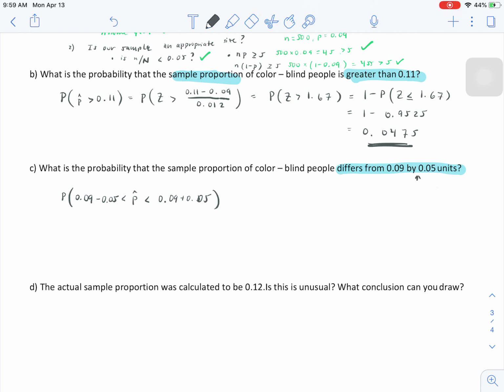Maybe for clarity I'll say within 0.05 units of 0.09. So in other words, what's the probability that the sample proportion is between 0.09 plus 0.05, which is 0.14, and 0.09 minus 0.05, which is 0.04?